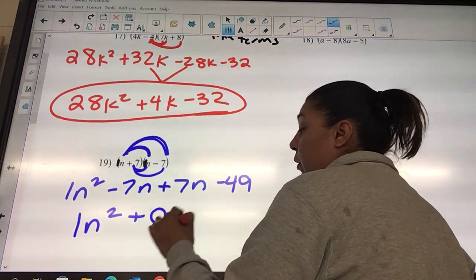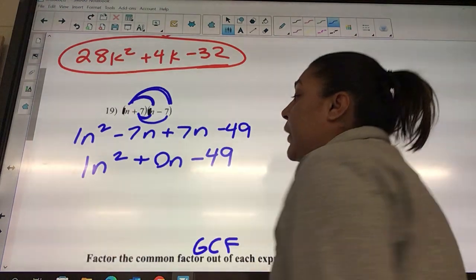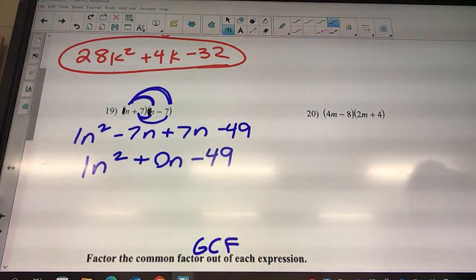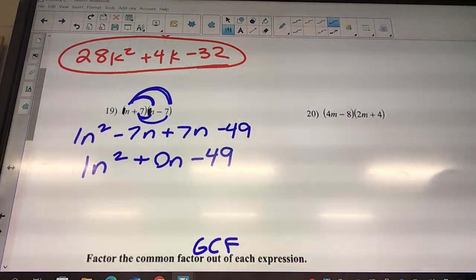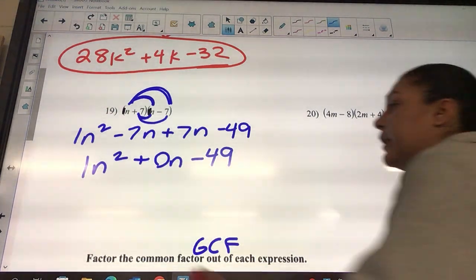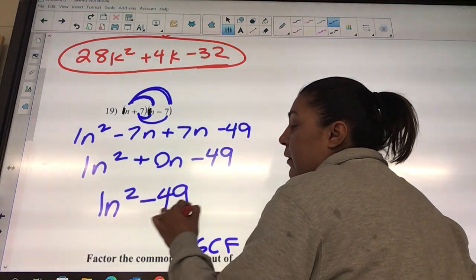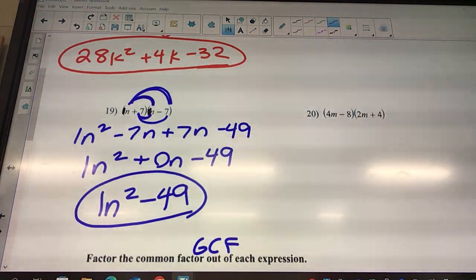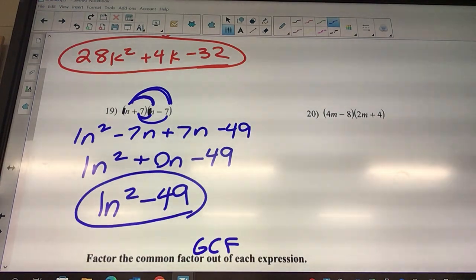So we can say plus 0 minus 49n. However, we know from previous days, do we leave the 0 there? No, it doesn't look right. Okay, I don't want you to do that, because it's not how it should look. It should look like this. N2 minus 49. Or you can write n squared minus 49, which is also an equivalent thing to write.